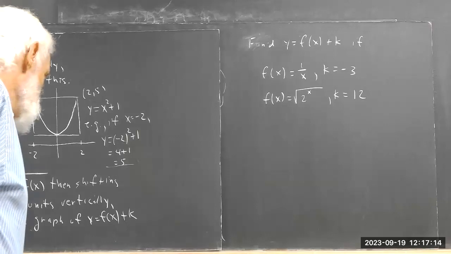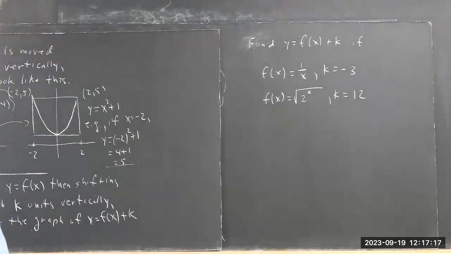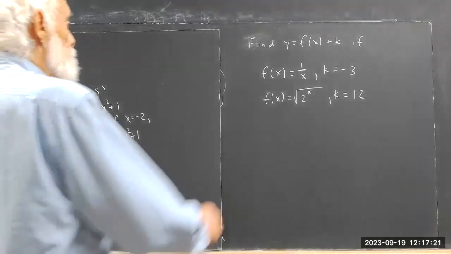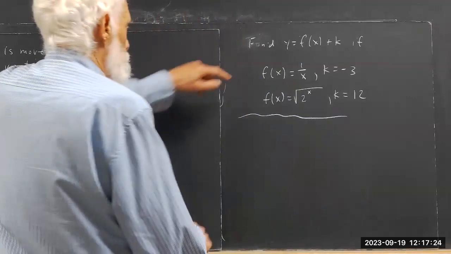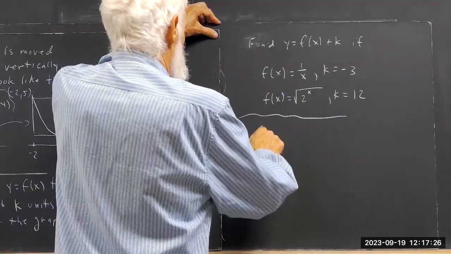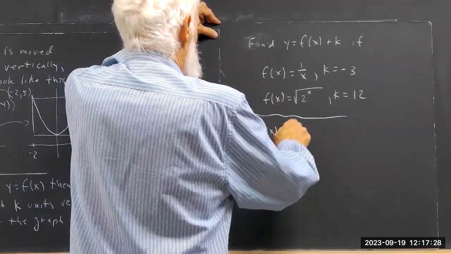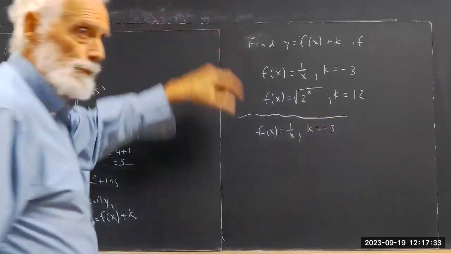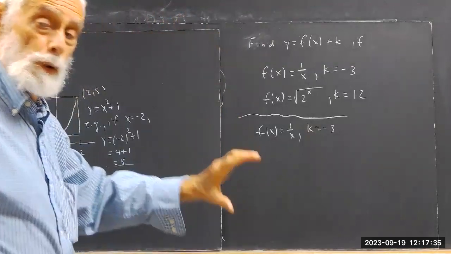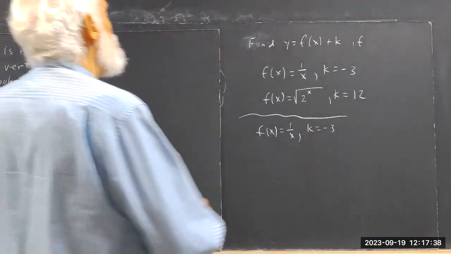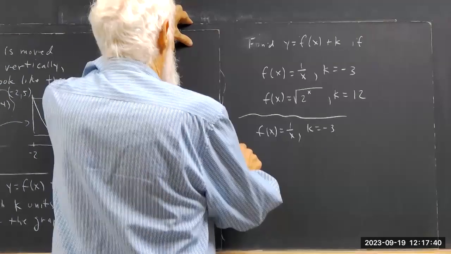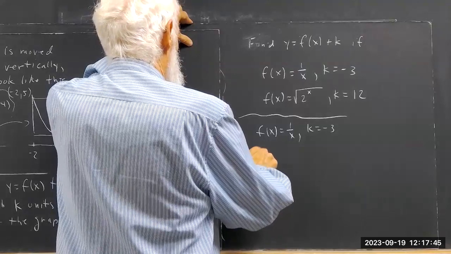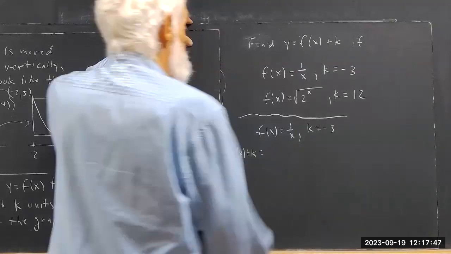Now, if you're going to follow the form of what we did previously, you write out f of x equals 1 over x, k equals -3. Write it out, then write what follows. What are you trying to find? You're trying to find f of x plus k.